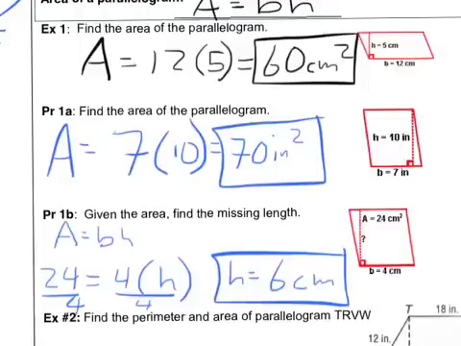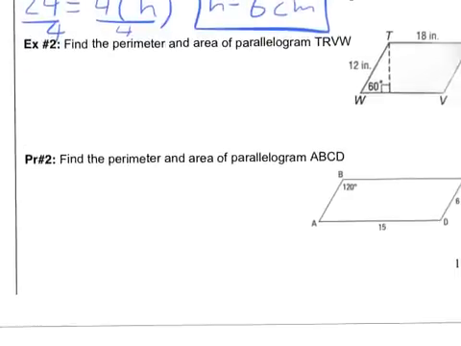Alright, for practice 1A, you should have seen that the base was 7, the height was 10, so the area is 70 inches squared. For practice 1B, it says given the area, find the missing length. So here you're actually supposed to find this missing length. Well, we know that area equals base times height. We know the area is 24. We know the base is 4. We don't know the height. We divide both sides by 4, and we get that the height has to equal 6 centimeters. Let's go on to the next problem here.